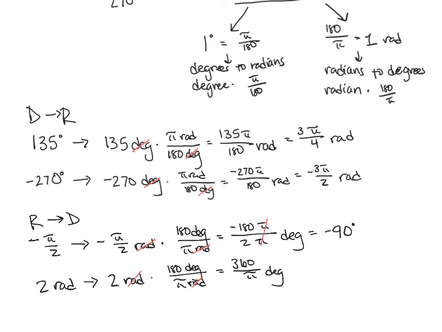Now, I can't simplify any more from here, so I'm going to just plug this into my calculator, and I'm going to get about 114.59 degrees. So it is possible to convert with things that aren't specifically on the unit circle, but it's not something I'm going to ask you to memorize. So that is a possibility.